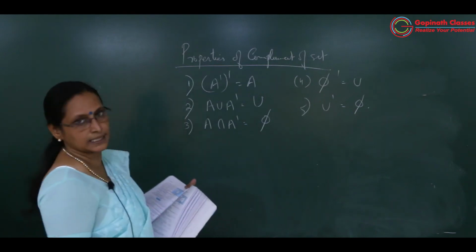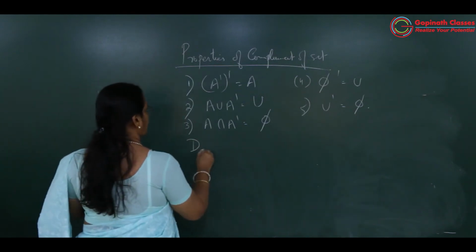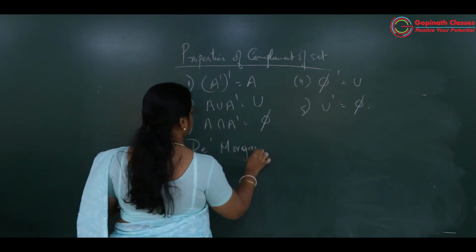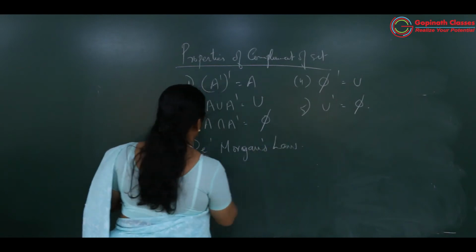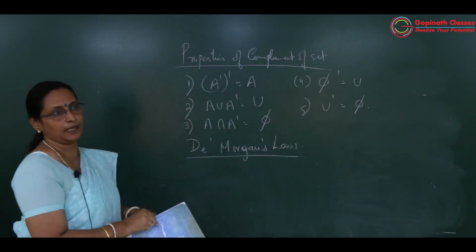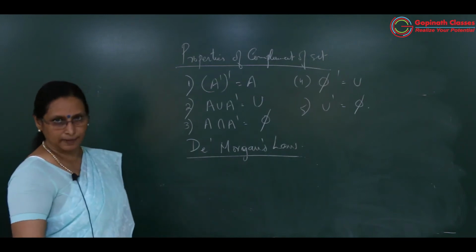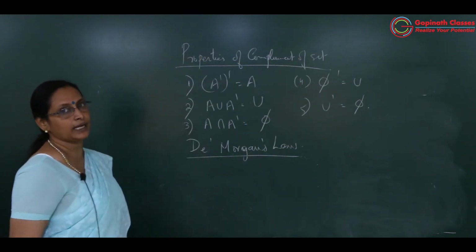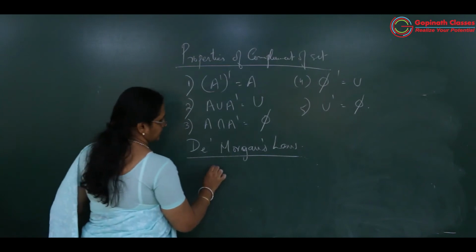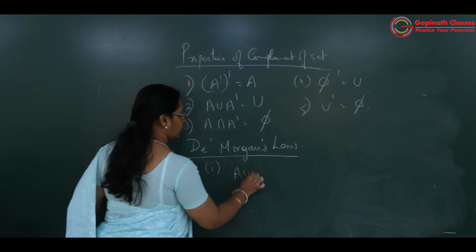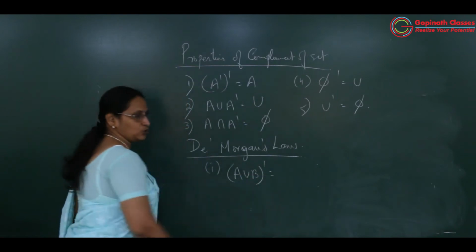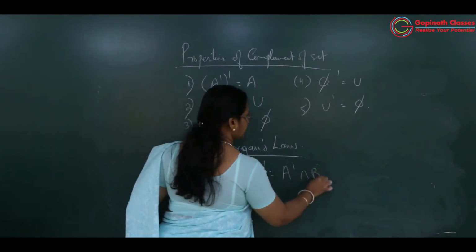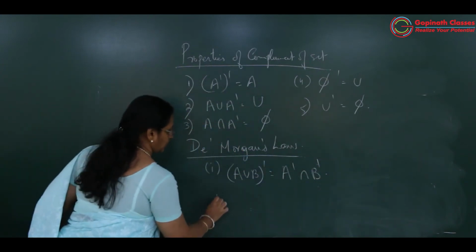Then under this there is a property which is De Morgan's law. Please write that. De Morgan's law. De Morgan's law can be easily explained by Venn diagram. After teaching Venn diagram, I will be explaining De Morgan's law once more, based on the figure, using Venn diagram. The first law is A union B whole complement. If we take two sets' union and take its complement, it will be the same as A complement intersection B complement. Very important law it is.